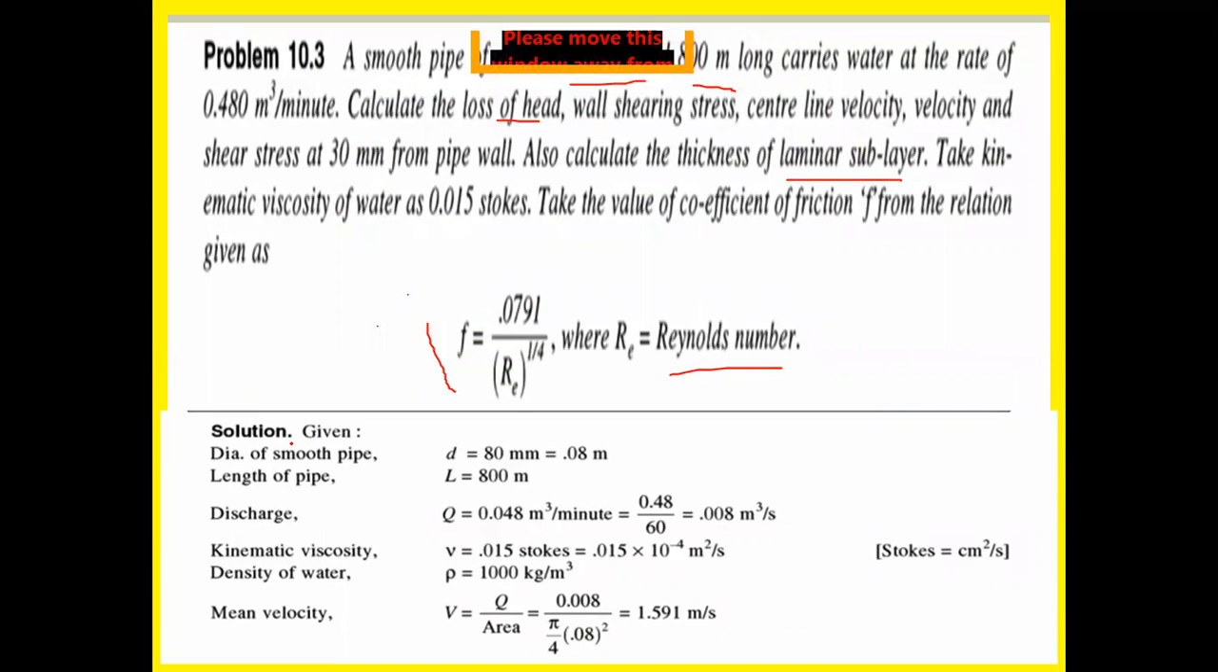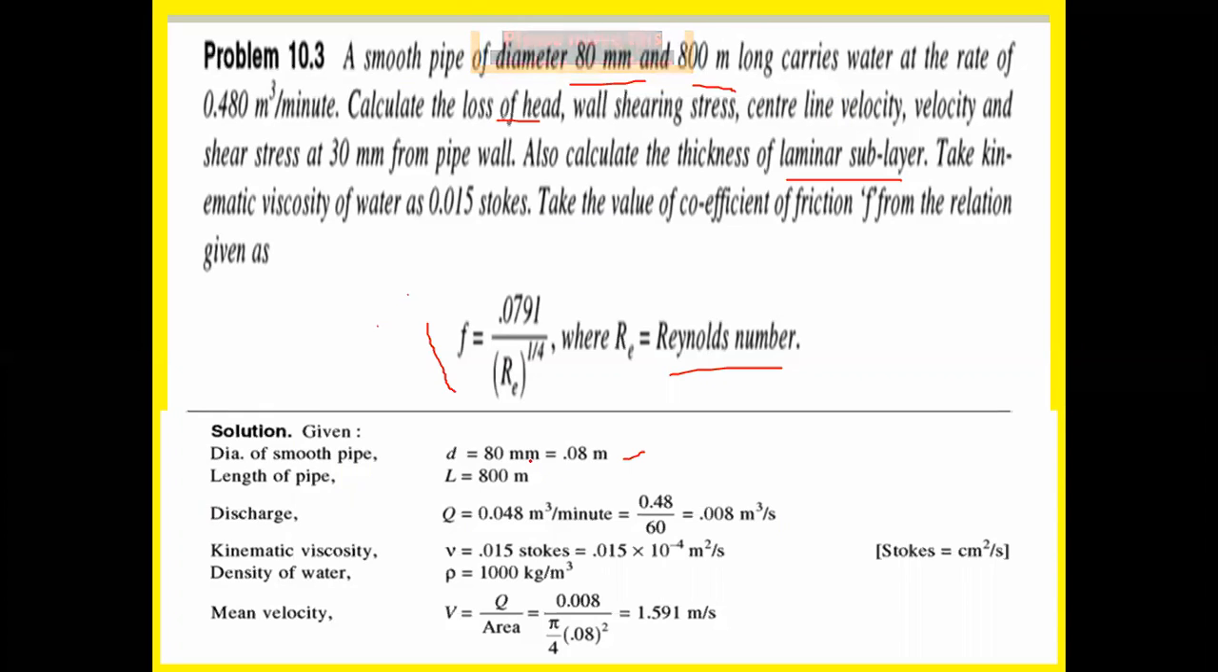Now what is the given data? The diameter of the smooth pipe is D equals 80 mm, so convert into meters. Now the length of the pipe is equal to 800 meters. Now what is the discharge?